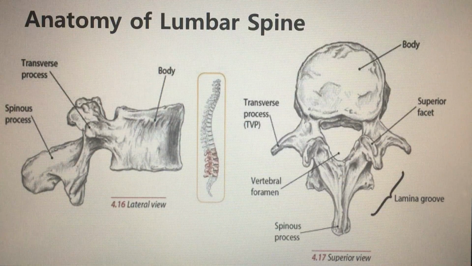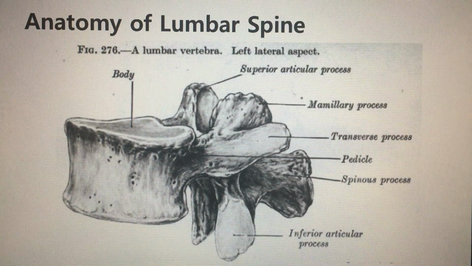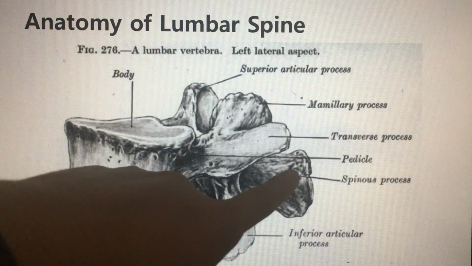Right side, this is the superior view of the lumbar spine. In this picture, the body is rotated to the left a little. We can see the anterior body and all of the posterior compartment. Between them, there's a pedicle too. Transverse process, spinous process, mammillary process, and superior and inferior articular process, and between them the pars interarticularis.